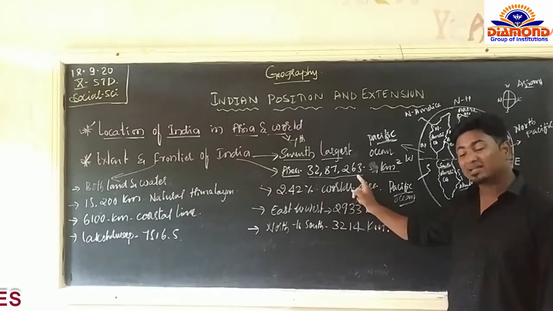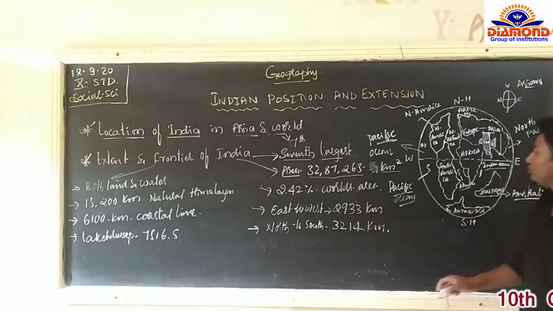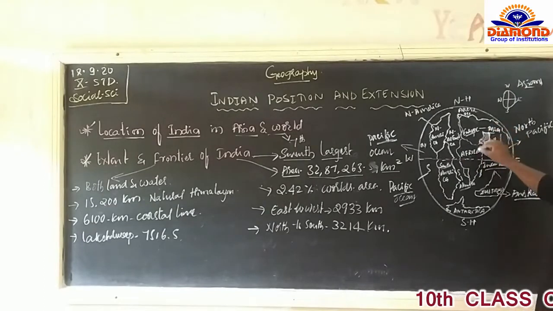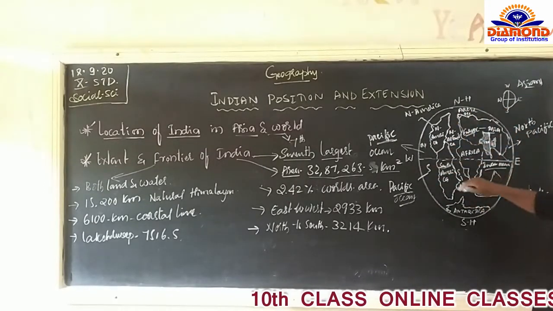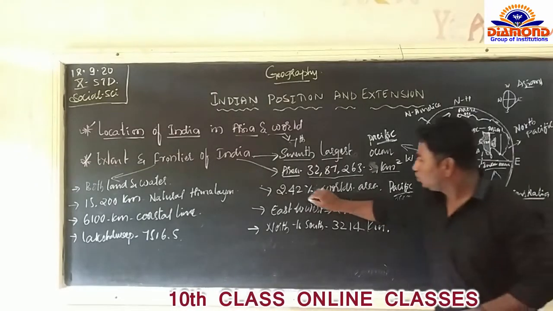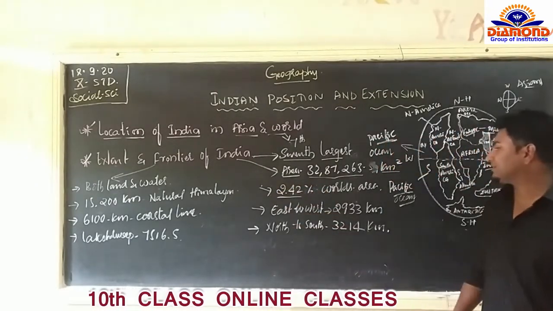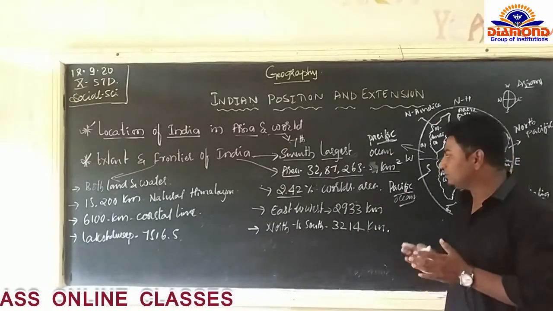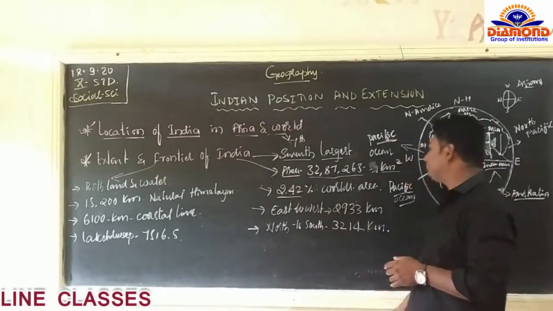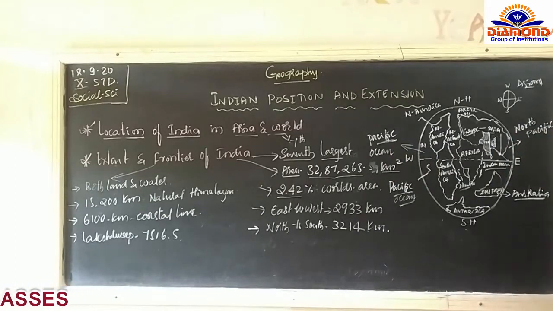32,87,263 for 1 mark. These are the important questions. So the total area of India and its position in the world: we occupy 2.42% of the world's area.